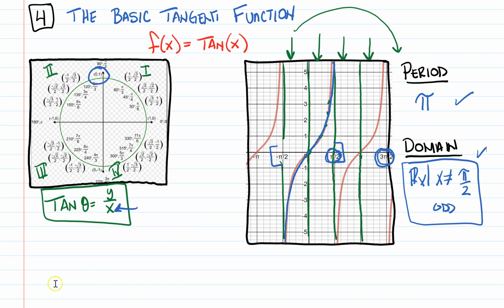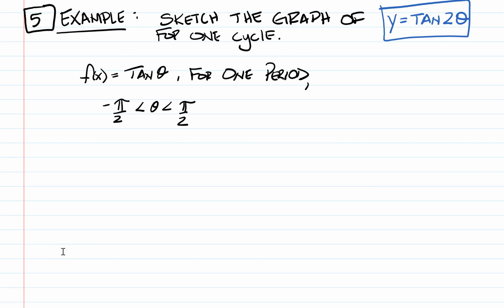I'm going to show you how to graph, and the next one of these are the basics for the tangent function. Okay, box number 5, our last box. I'm going to show you how to sketch the graph of y equals the tangent of 2 theta on one complete cycle. So let's begin with just a regular old tangent picture again. So for one period of the tangent function, we know that one asymptote will be at negative pi over 2 and the other asymptote will be at pi over 2.